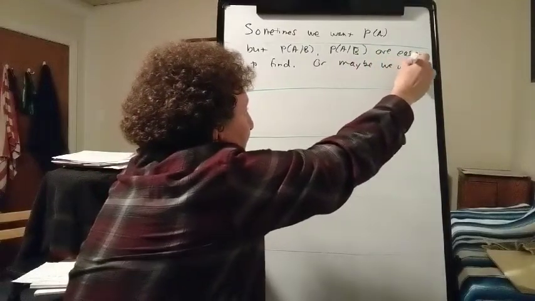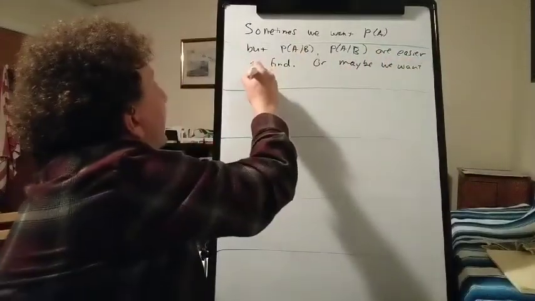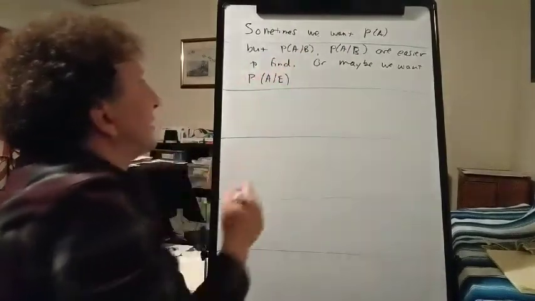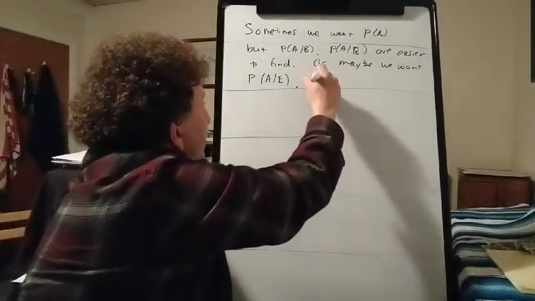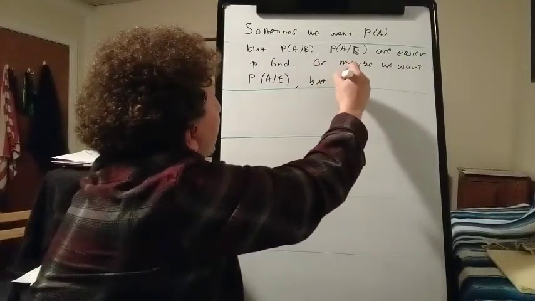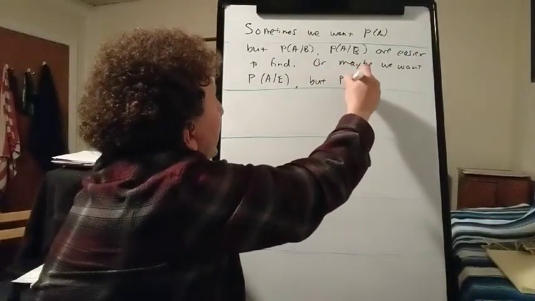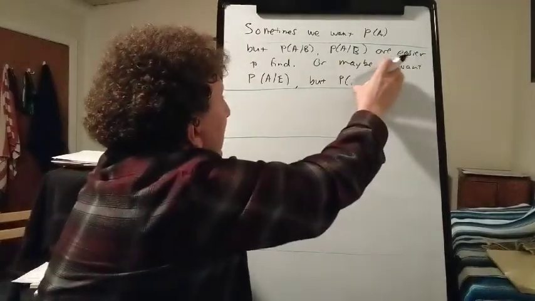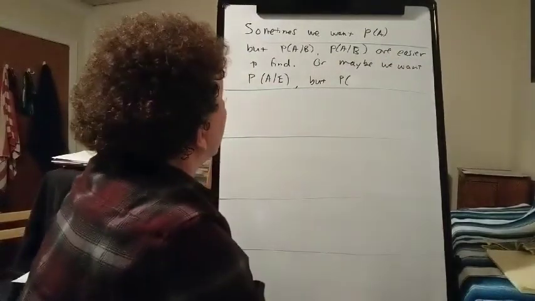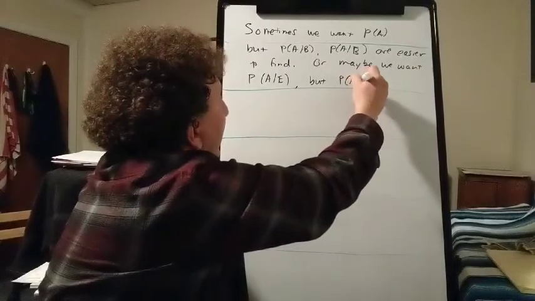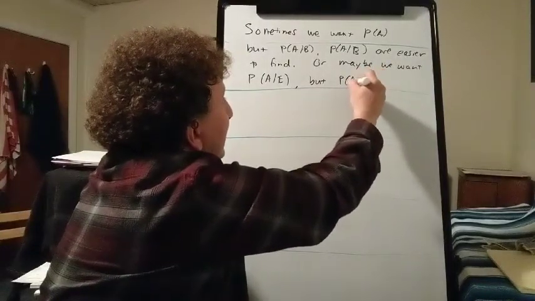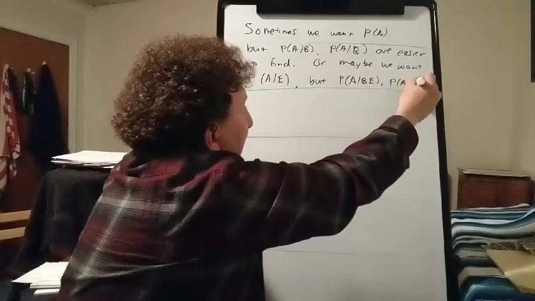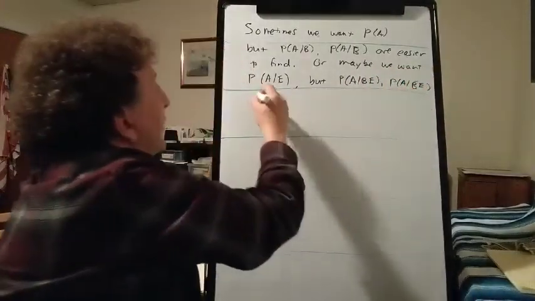Or maybe we want probability of A given E, which is conditional, but probability of A given B and E, or probability of A given not B and E, are easier to find.